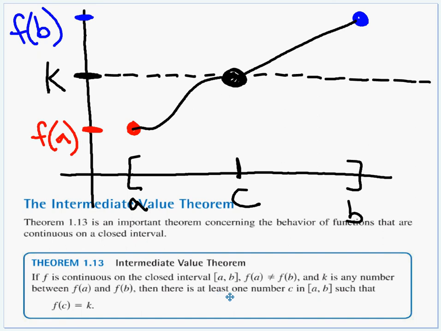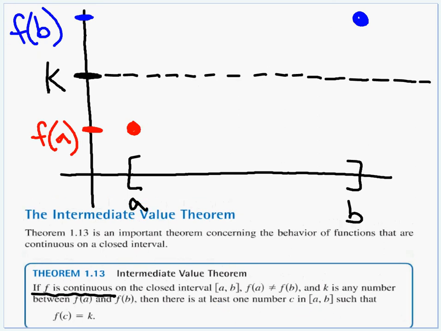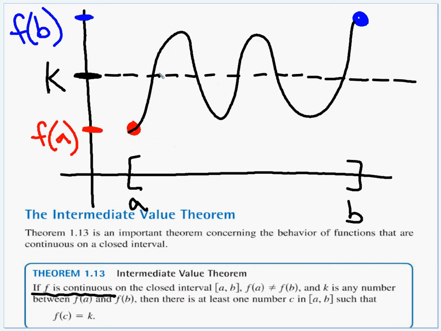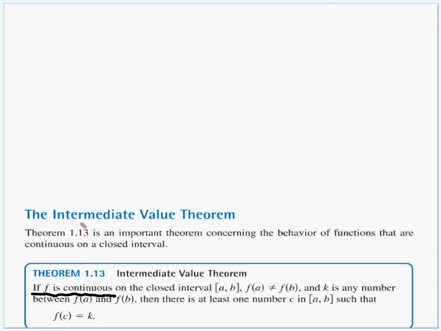And it says here there is at least one number, c, in there. There could be more than that. If I do it like this, maybe to get from red dot to blue dot, maybe we take this path. Maybe there's 1, 2, 3, 4, 5 spots in there that f of c will equal k, but this IVT theorem guarantees us at least one.